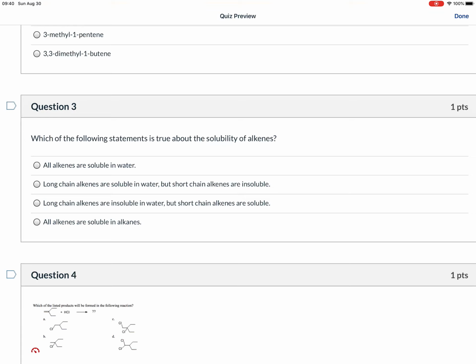All alkenes are soluble in alkanes. Yes. So ethylene would be soluble in hexane, let's say.